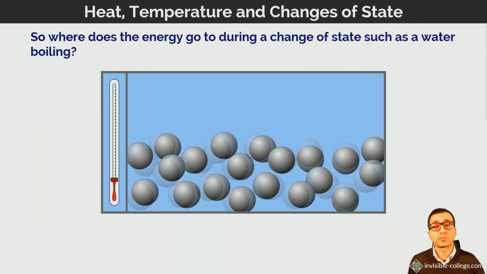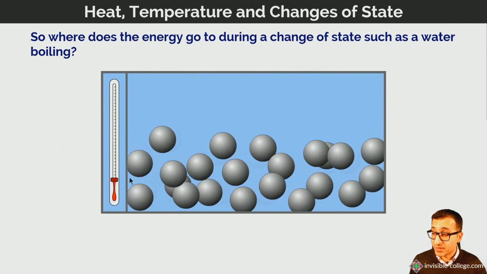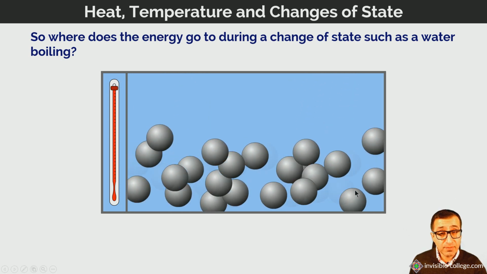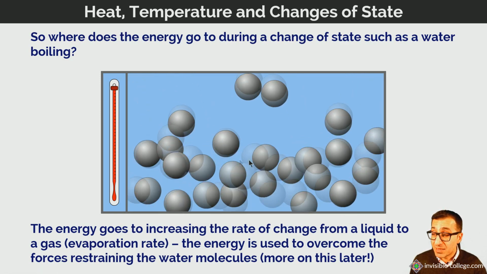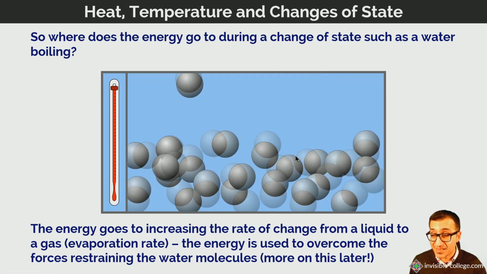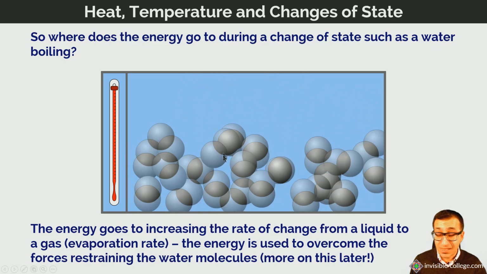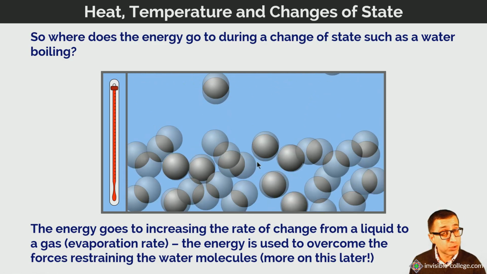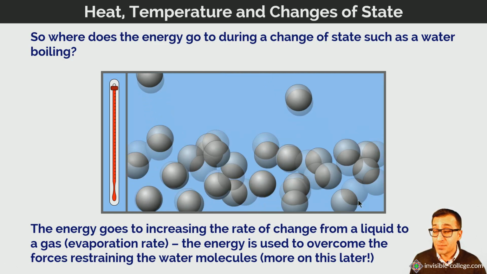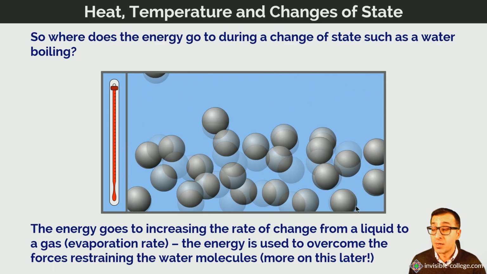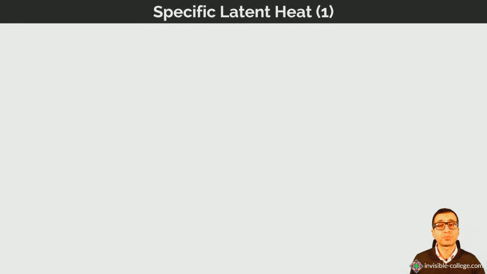So where does the energy go? Well, in the case of a liquid, the energy is essentially going into overcoming the forces restraining the water molecules and keeping them stuck together. We are doing work against the forces of attraction. The heat energy transfer is not being used to increase the average kinetic energies of the particles. The temperature remains constant. That latent heat energy, which isn't showing up as a rise in temperature, is being used to overcome the forces of attraction between the water molecules in order to turn them into a gas.